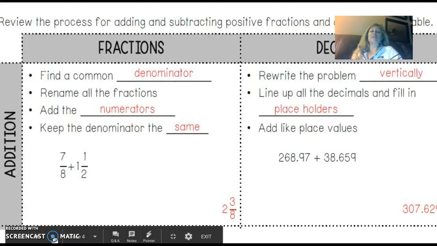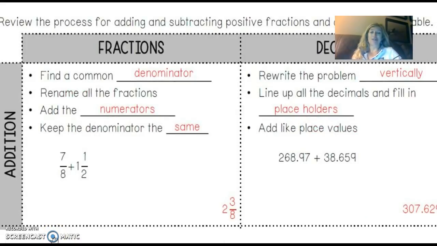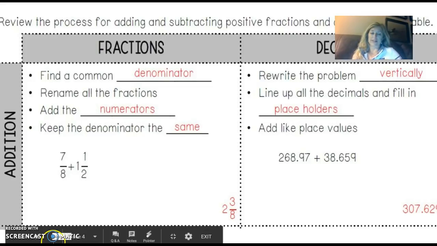And I gave away the answers way too soon, so go ahead and copy first, and we're going to talk about it. To review how to add fractions, it says find a common denominator. Do you remember doing that? Find a common denominator, and then with that denominator, you're going to help rename all of the fractions. You're going to add the numerators, and then you're going to keep the denominator the same. Hopefully that rings a bell to you.